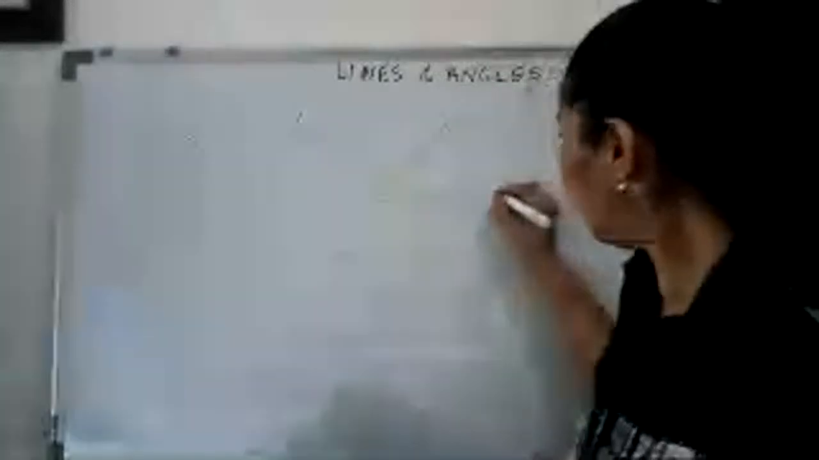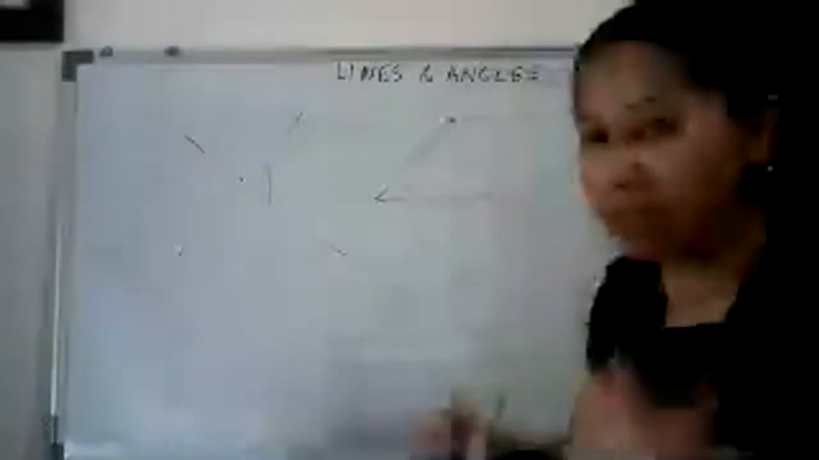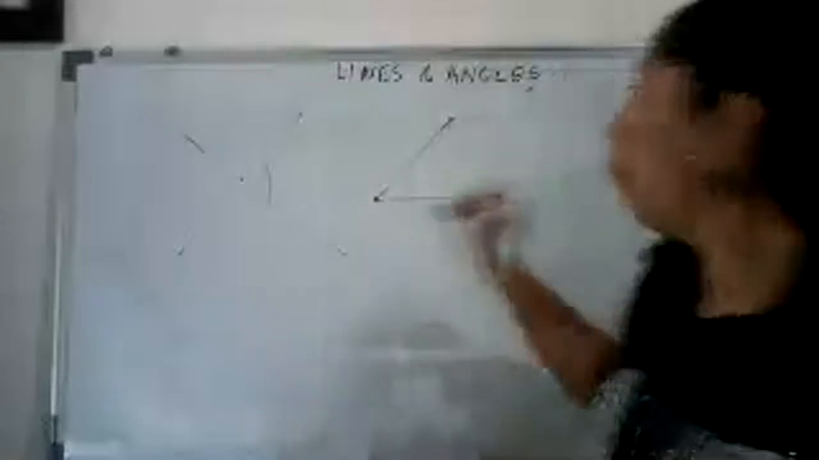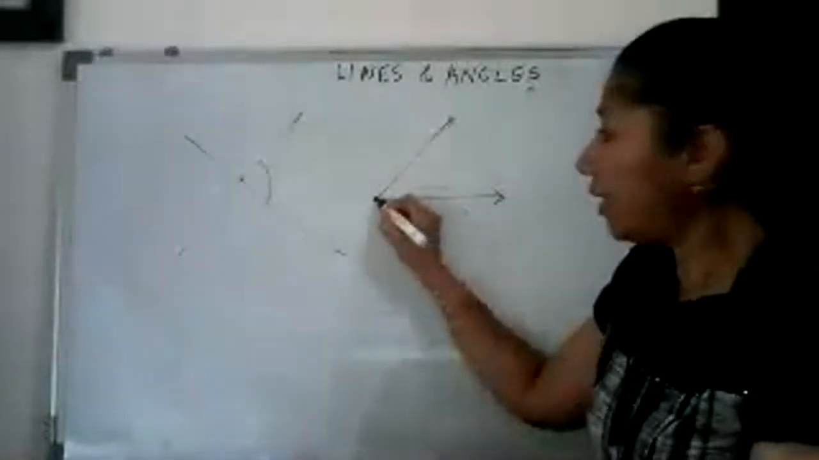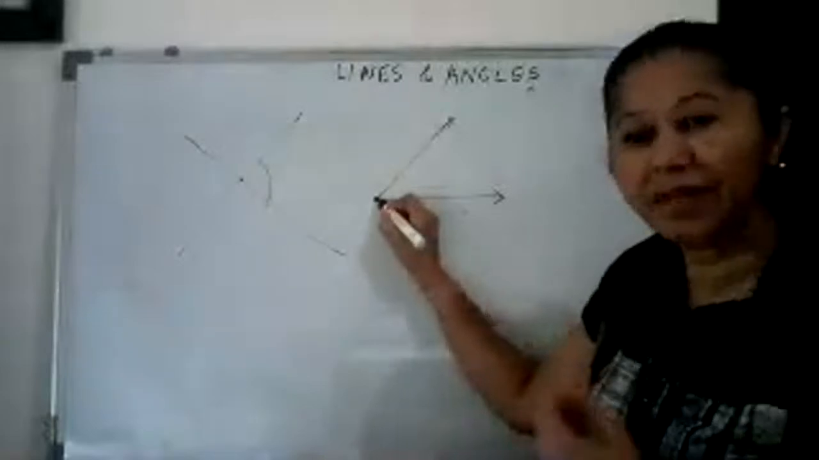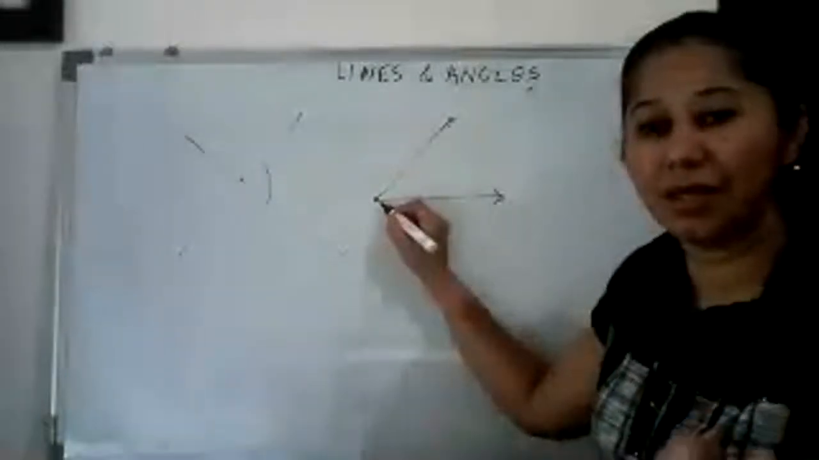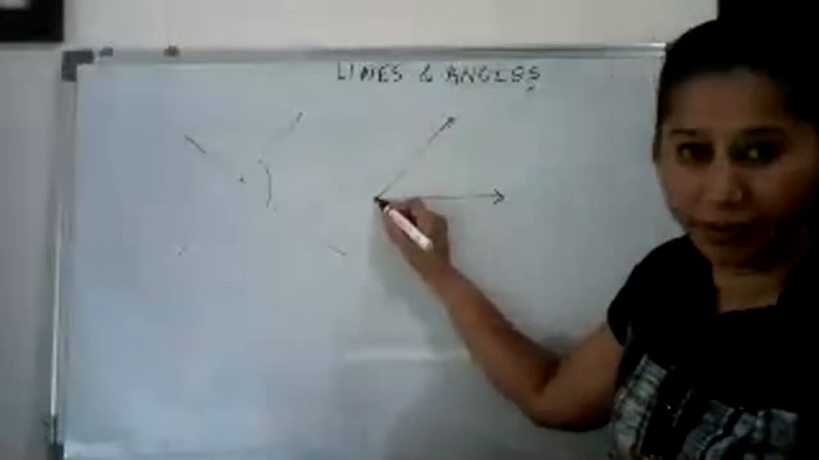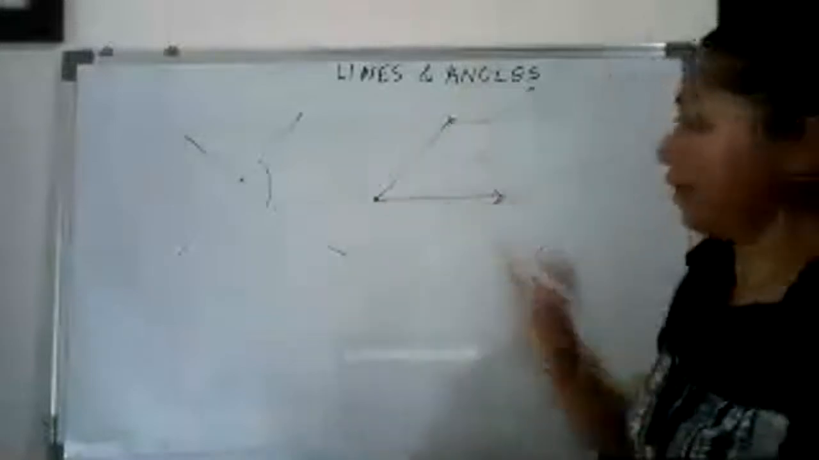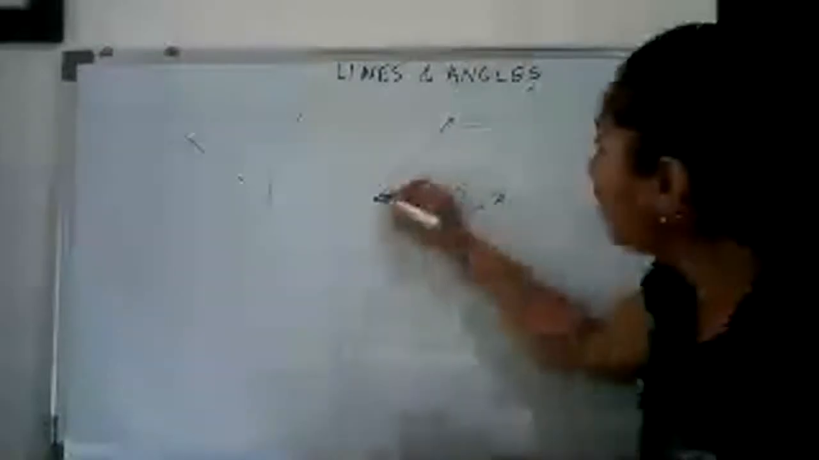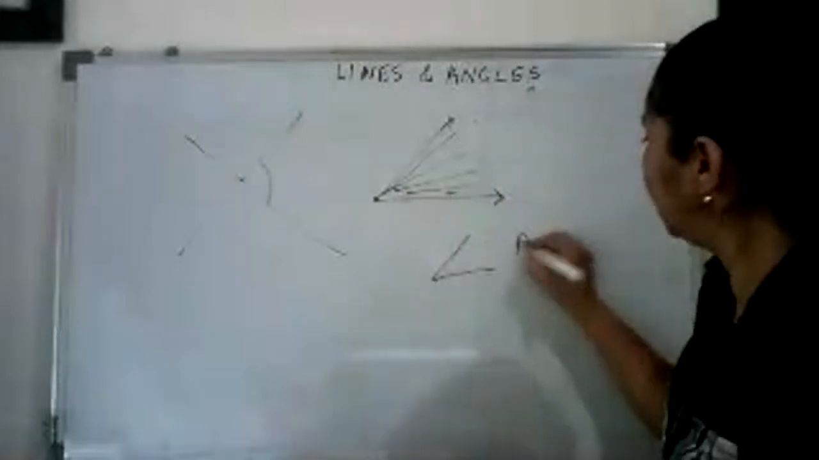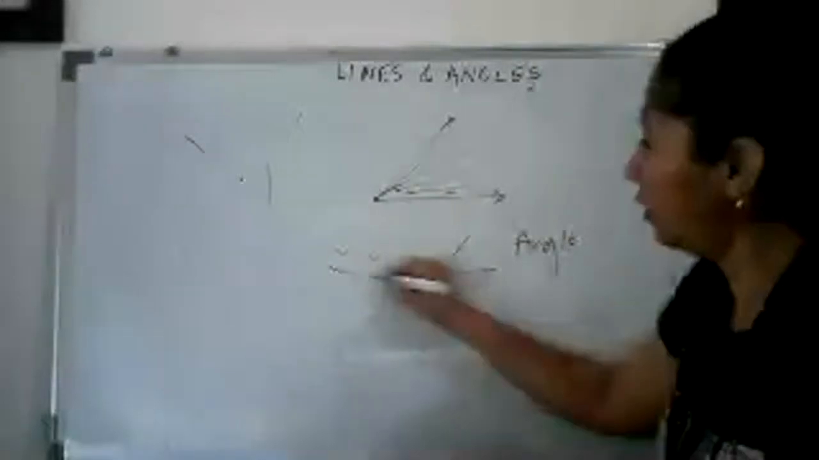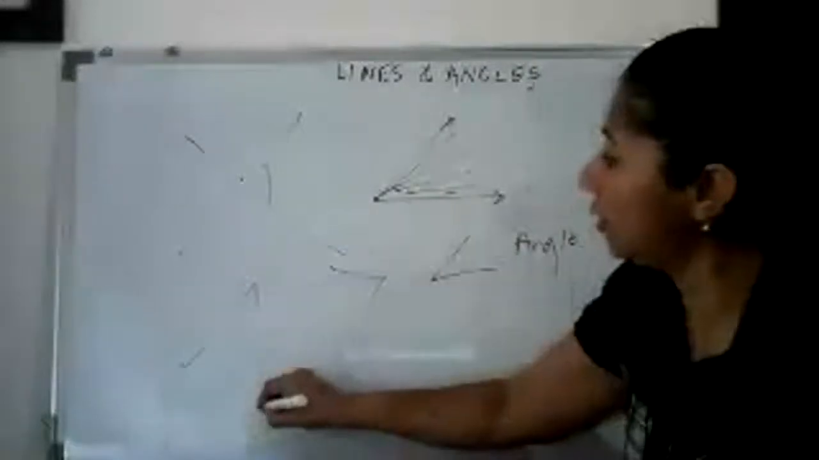So what is the correct definition actually? When we draw two rays starting from a point, that is starting from the initial point, (starting means initial), from a point, then what you get is this figure, which is nothing but an angle, isn't it? And this is an angle, this is an angle, this is an angle.